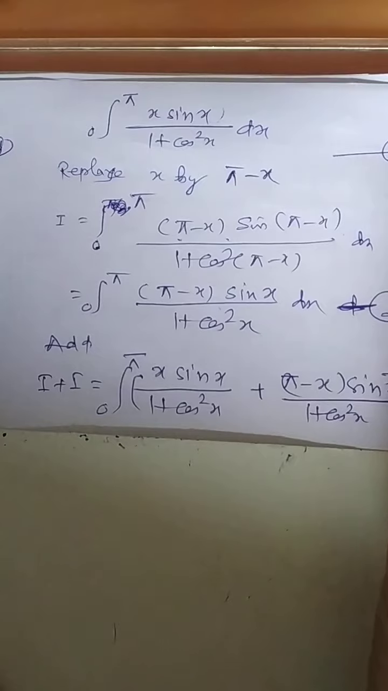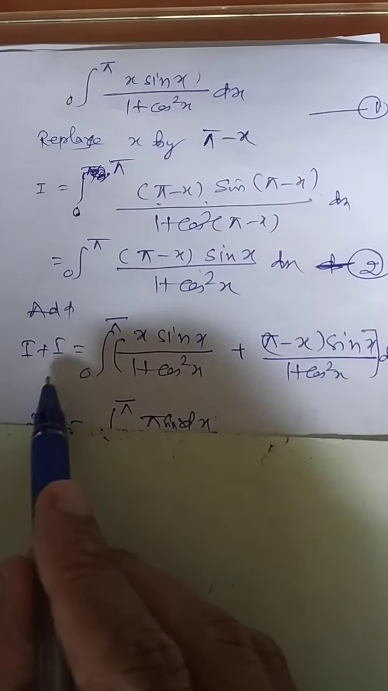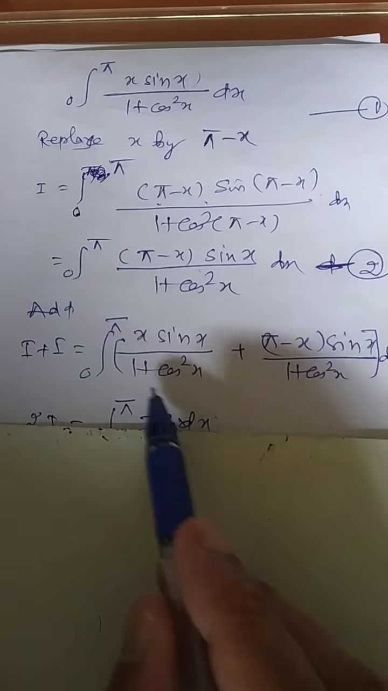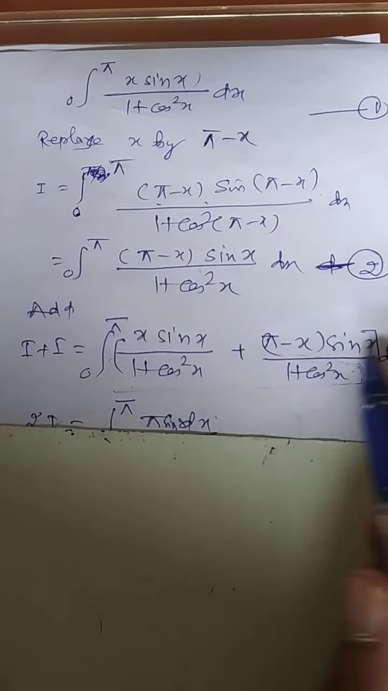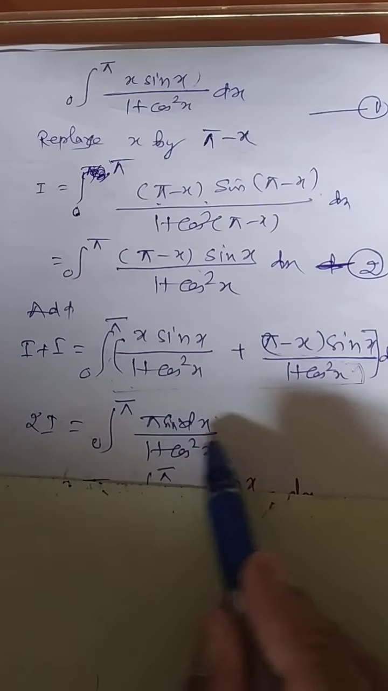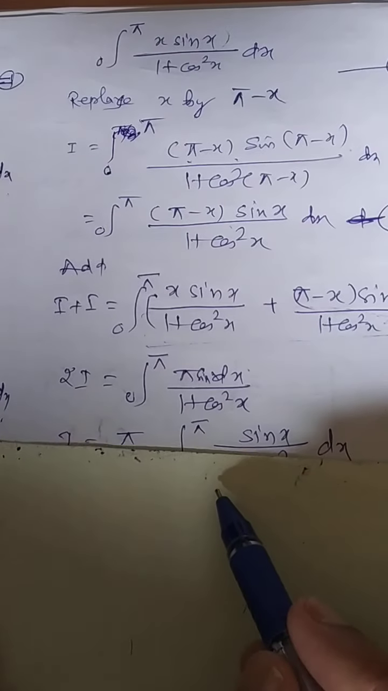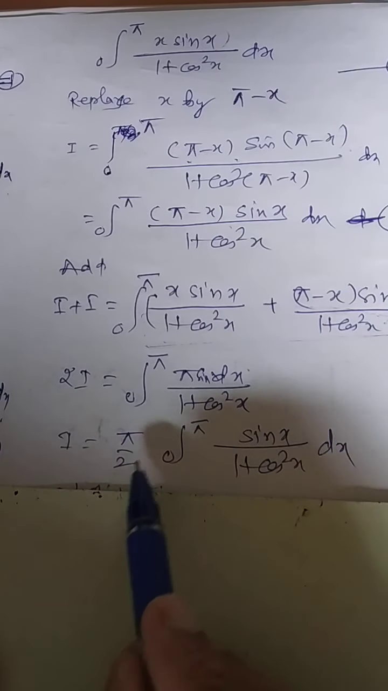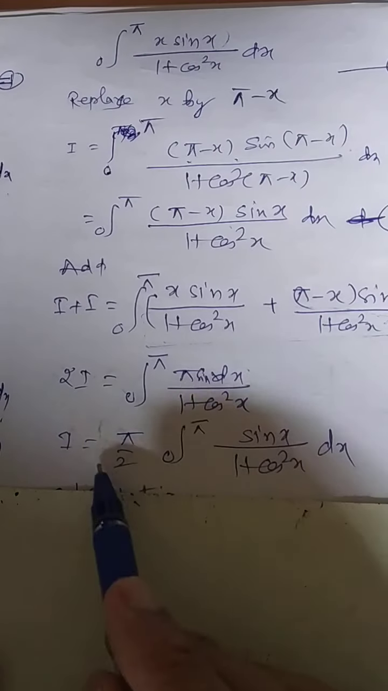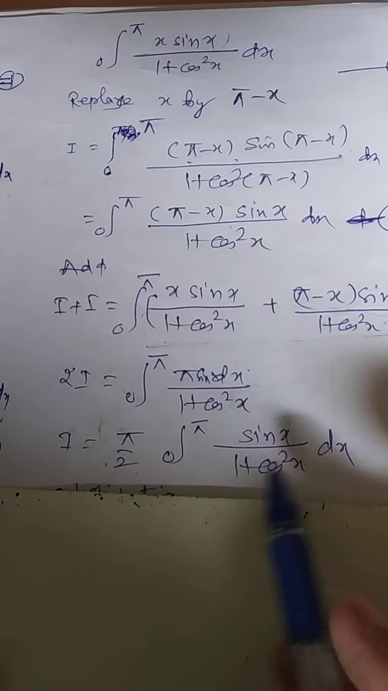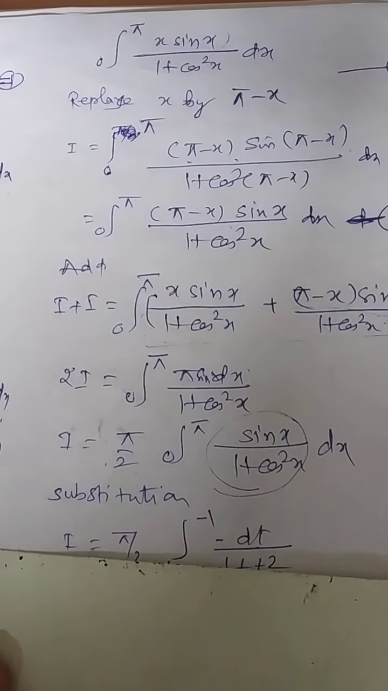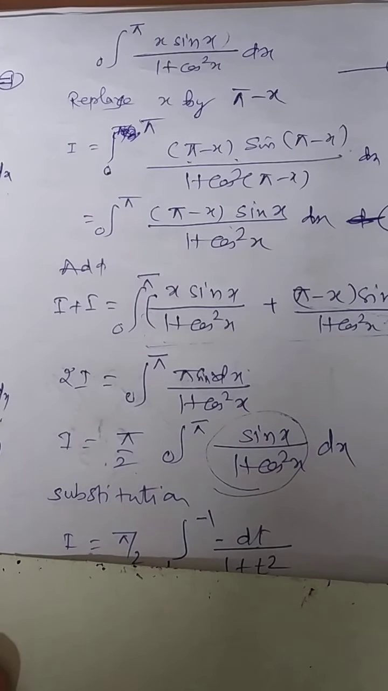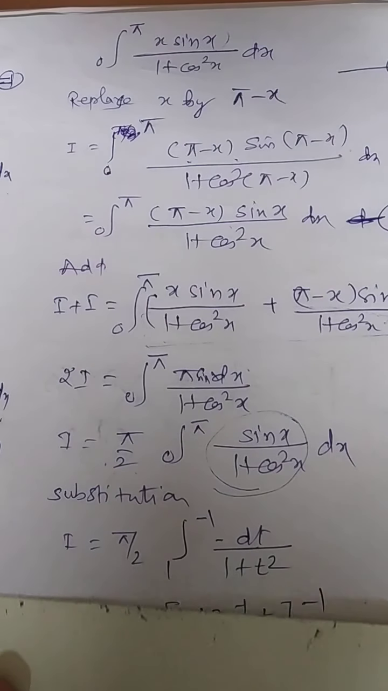Now adding the first expression and the second expression. You know the method, so I am writing like this also. Whenever you are adding, the denominator will be common, so the numerators will be added, so it will be pi sin x upon 1 plus cos square x. Now pi by 2 outside, pi is coming here, 2 is coming from here, sin x upon 1 plus cos square x. What will be the method of this question? 0 to pi is there.